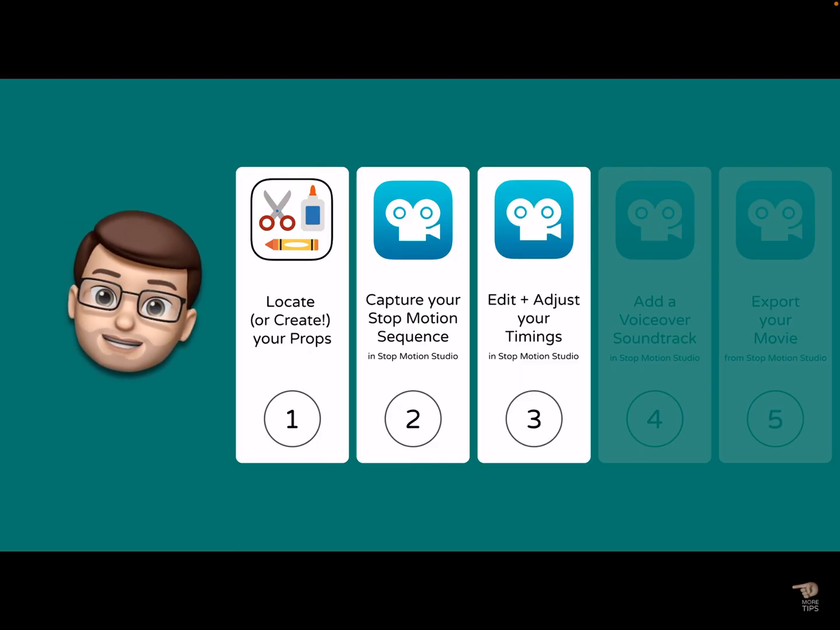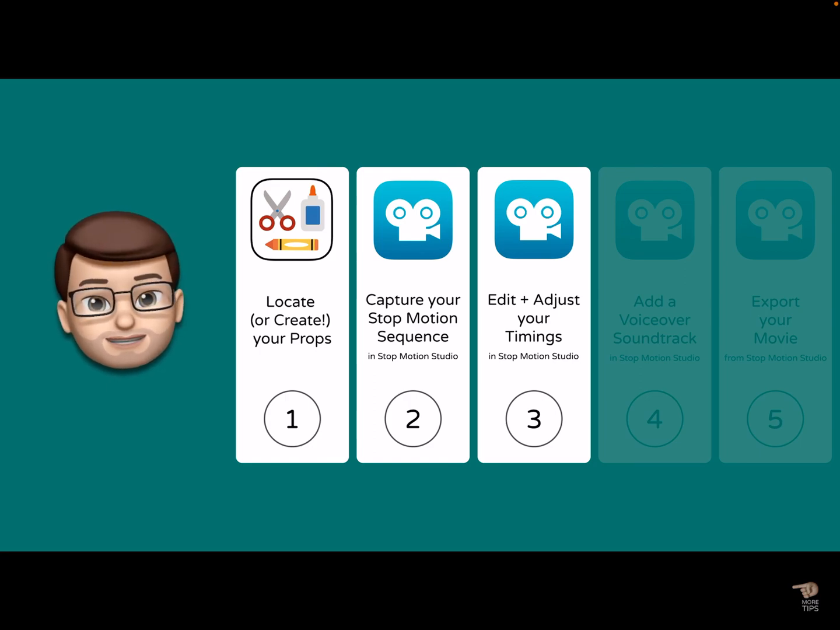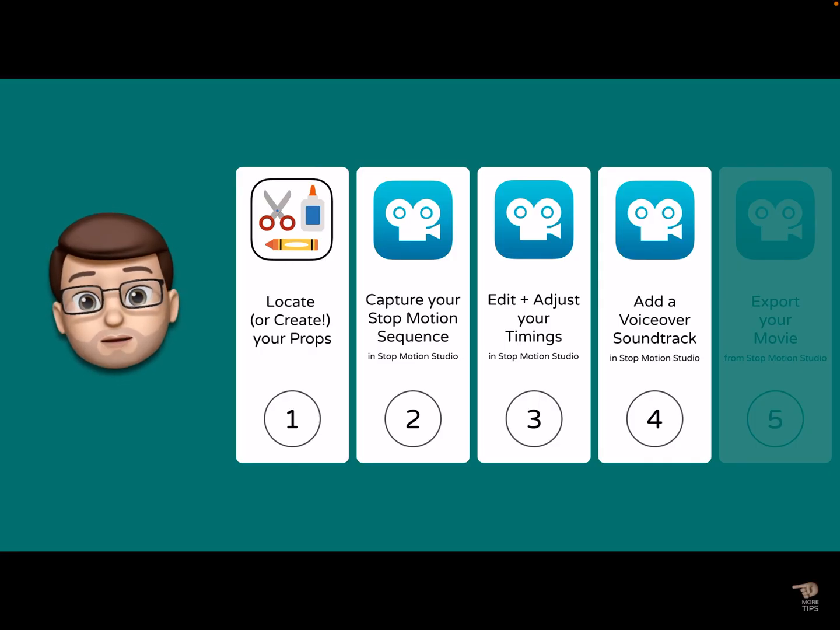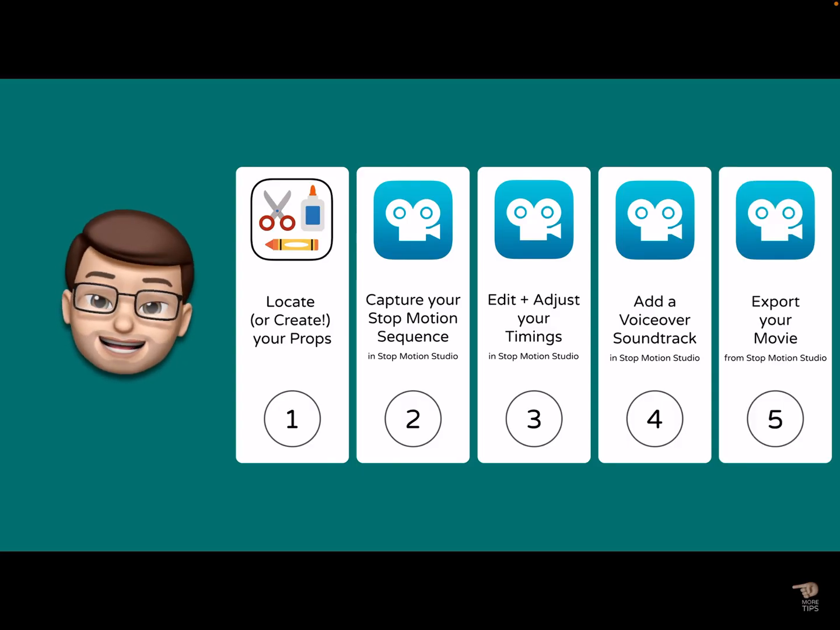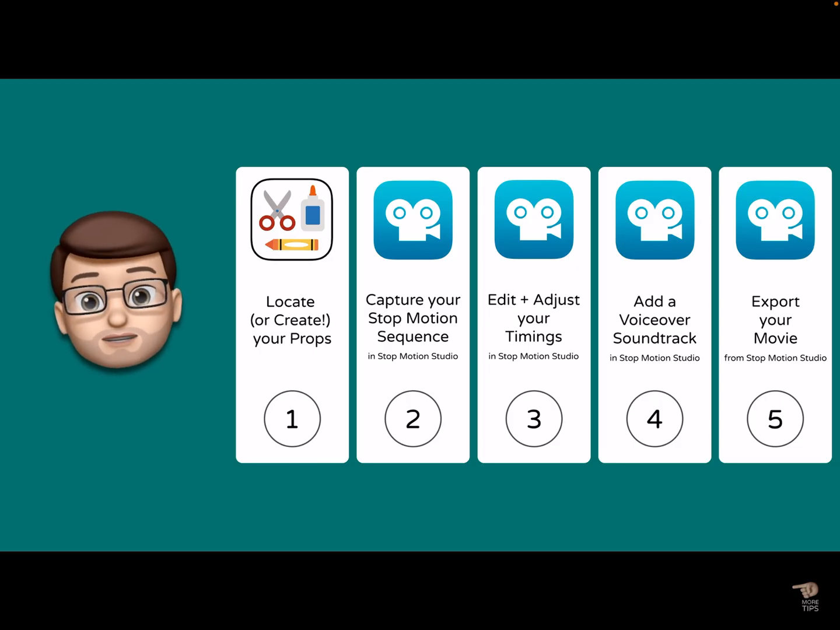Then in step number 3, we're going to make some changes to make sure the video flows nicely and to make sure the timings are good. In step 4, we're going to add our own voiceover or narrative to go along with your video, which is where you can really add some fun and personal elements. And then finally in step number 5, we're going to export our Stop Motion Studio project as a video file that you can then use elsewhere.